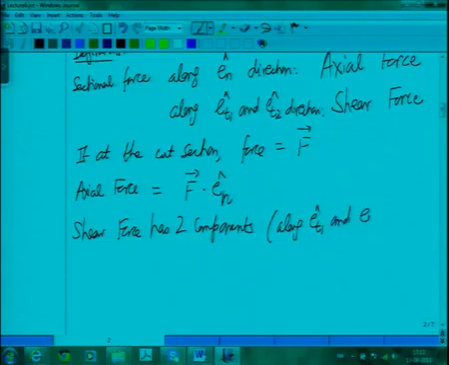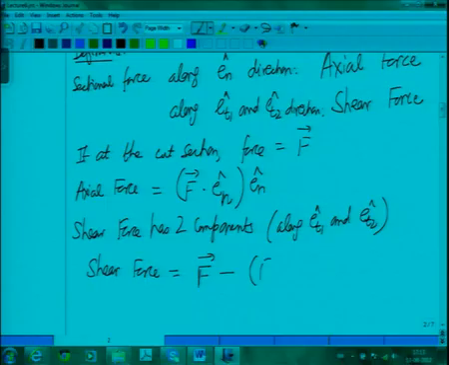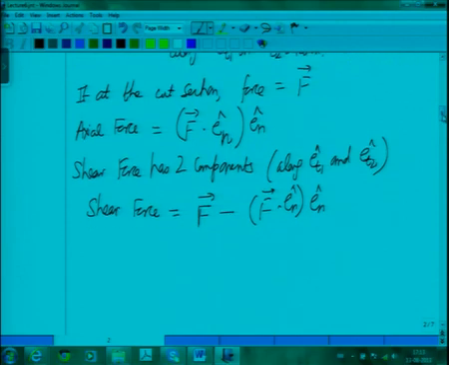Along Et1 and Et2, we write the shear force. Let me put the axial force along with the direction. So, the shear force will be nothing but the total force F minus F dotted with En along En, and this will be equal to Ft1 Et1 plus Ft2 Et2. So, it will have two components of shear along the two directions. Is that clear? That is the meaning of shear force.